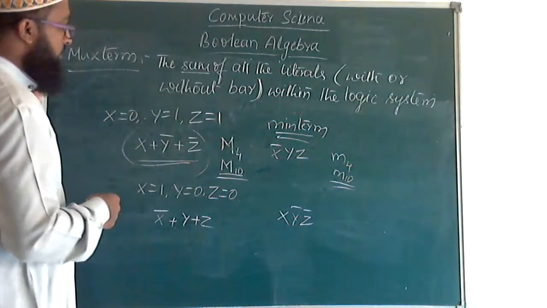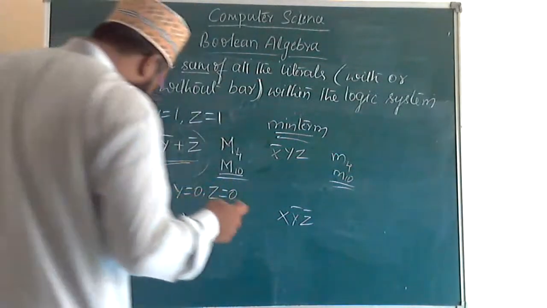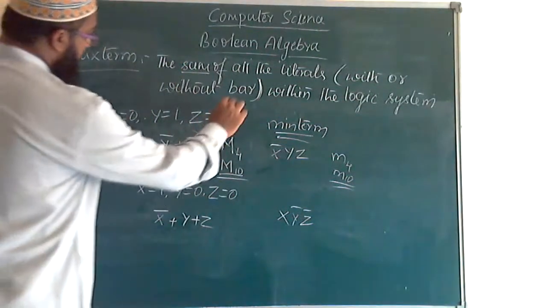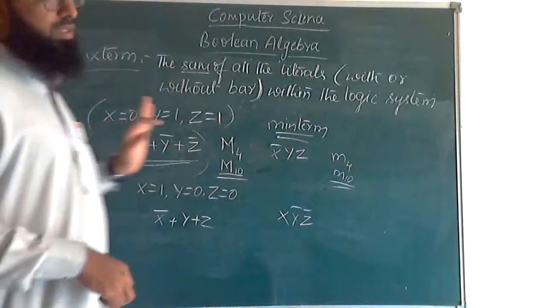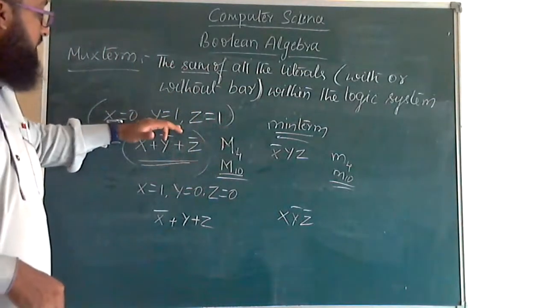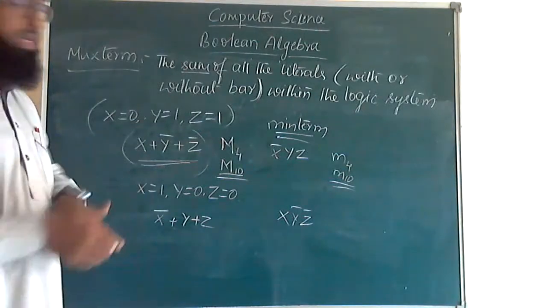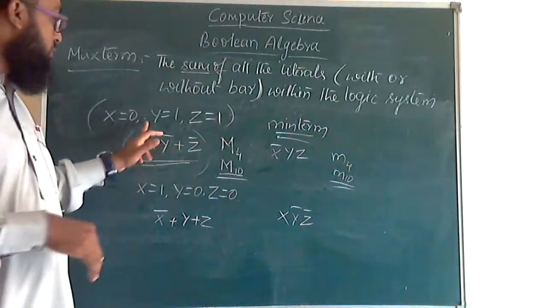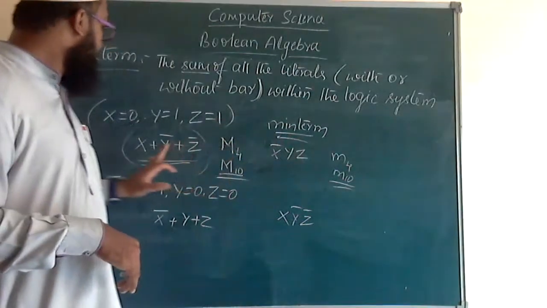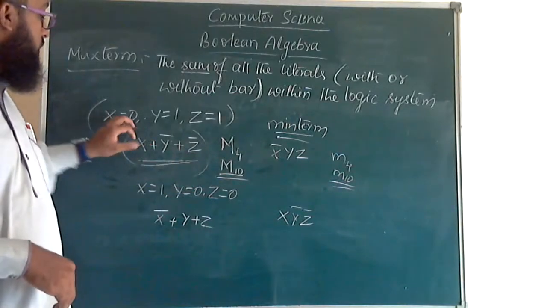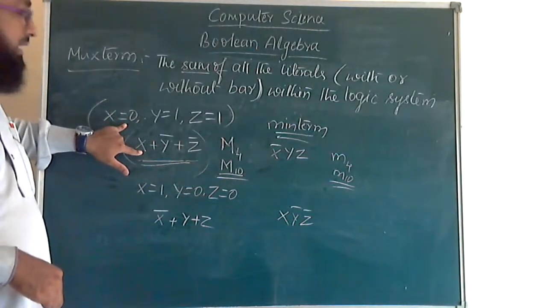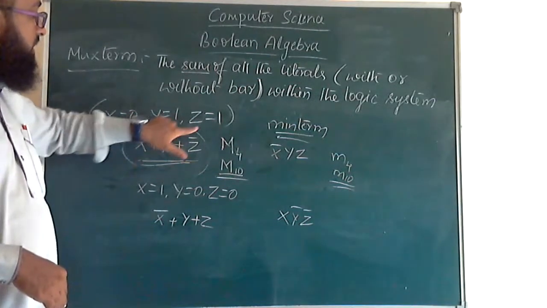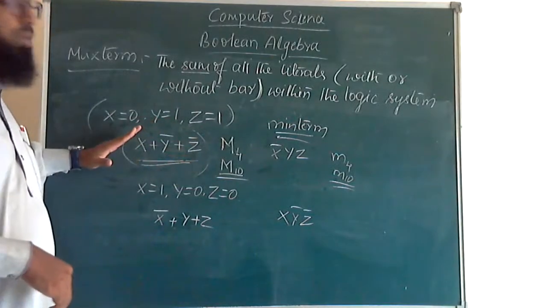Here some values might be given like this. The same way, x value 0, y value 1 and z value 1. And the question will be asked: express these variables, or these literals, in min term and in max term. Then all you have to do is write down their expression. X is equal to 0 means put x as it is in max term. Y is equal to 1 means put a bar for y, plus put a bar for z if z is equal to 1. This is for max term.